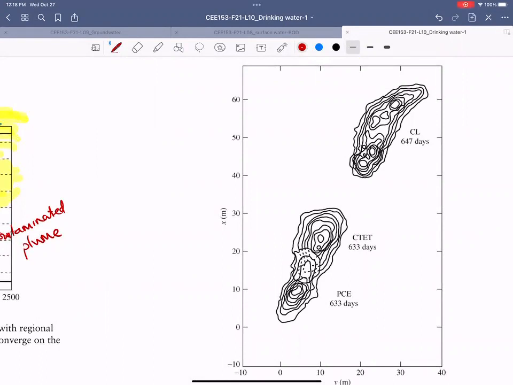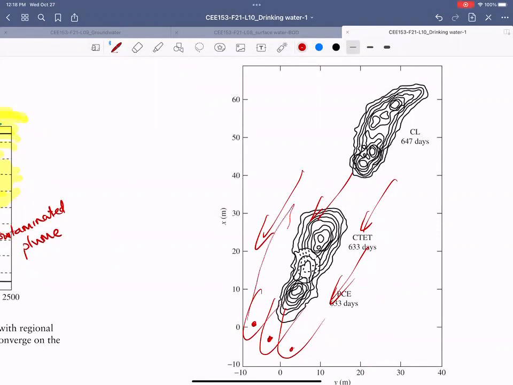If you want to capture this plume, you have to put your extraction well here, assuming this is the direction of flow. So you may need one extraction well or you may need another extraction well. Let's say this is one extraction zone, this is another one, and this is another one. The combination of all of them will capture something like this.